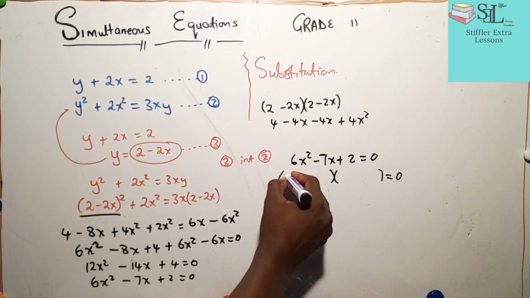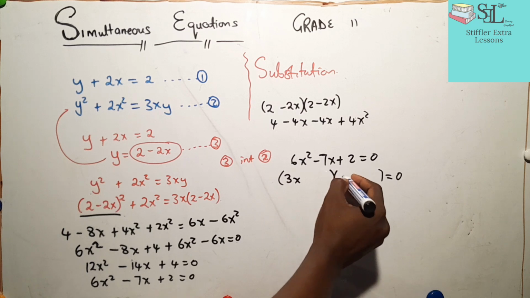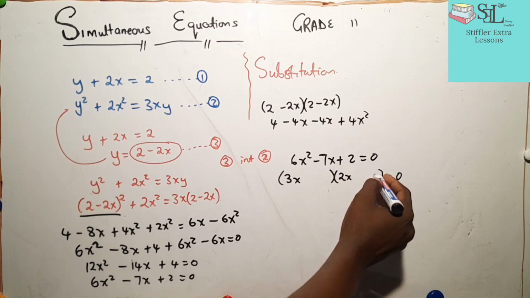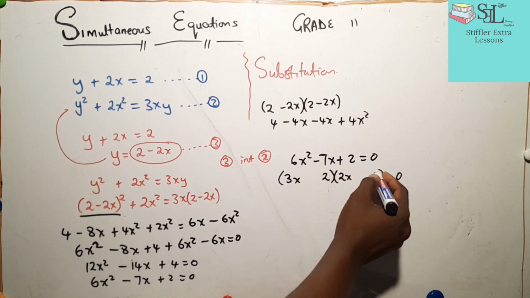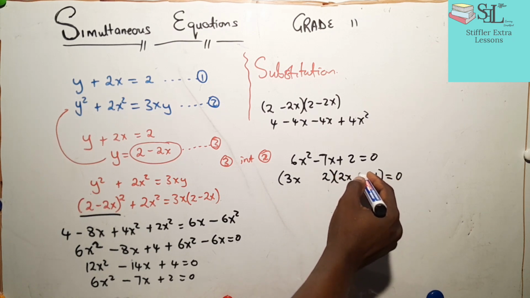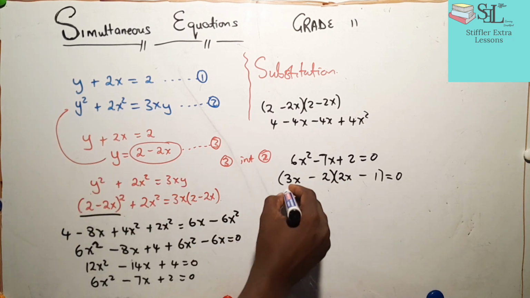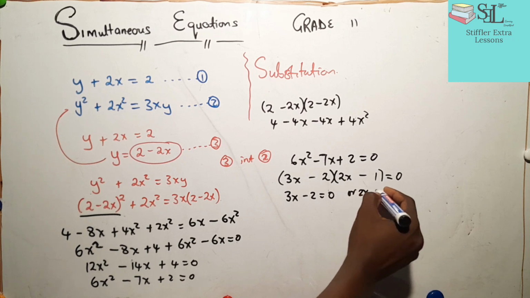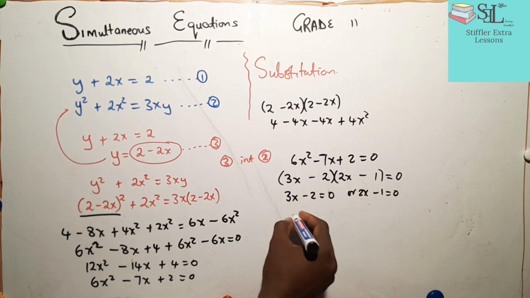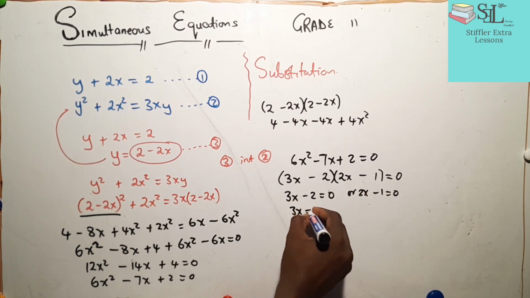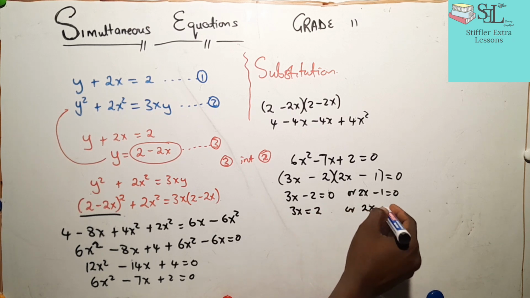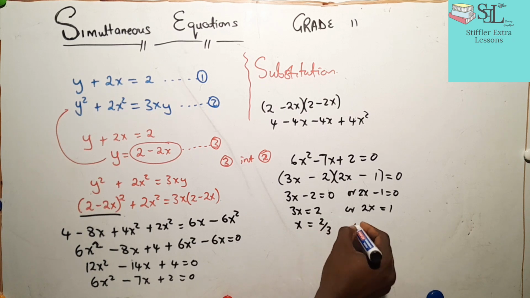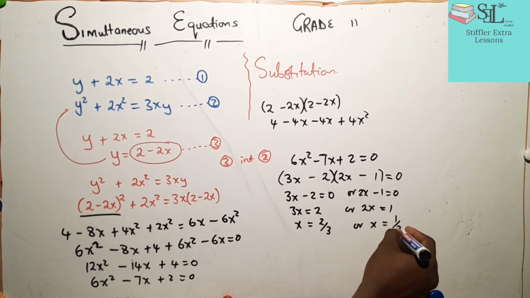Factorizing this can become 3x and 2x. So this can be 2 there, and this can be 1 there, with minus and minus there. Now our 3x minus 2 is equal to 0, or 2x minus 1 is equal to 0. After taking everything over, our 3x becomes 2, or my 2x becomes 1. Lastly, my x can become 2 over 3, or my x can become 1 over 2.